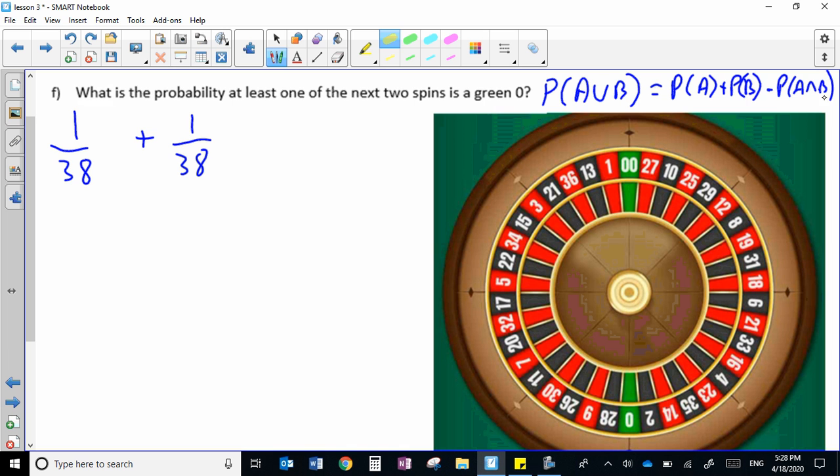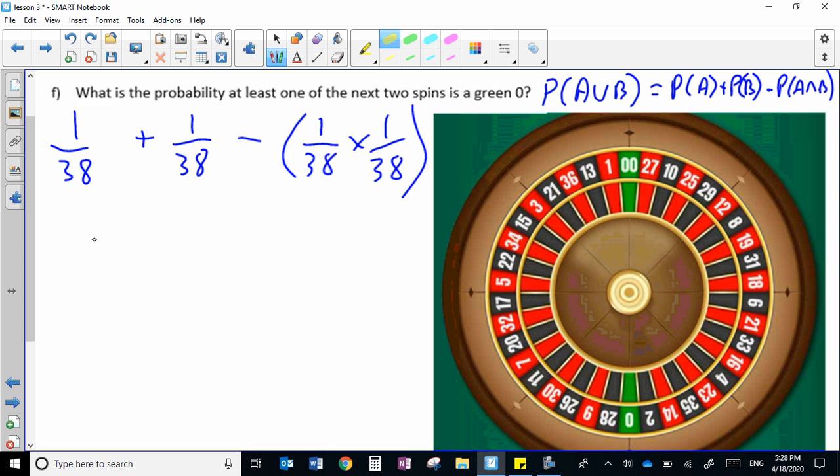So the probability of A or B is the probability of A plus B, subtract the probability of A and B. And in this case, A and B can happen. In other cases, the events are mutually exclusive, meaning that A and B couldn't happen together, so we didn't have to worry about subtracting it. So what's the probability they're both green zeros? Well, we figured this out already: 1 over 38 times 1 over 38.